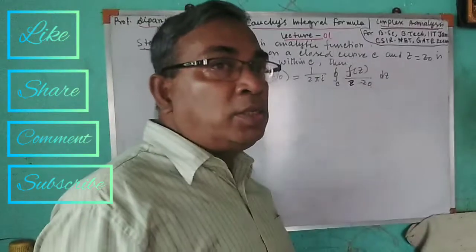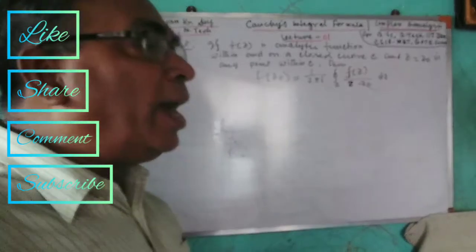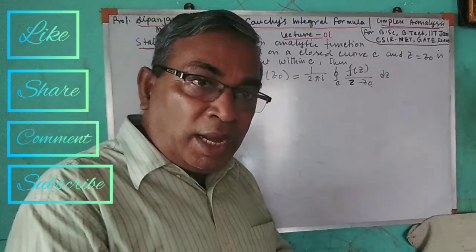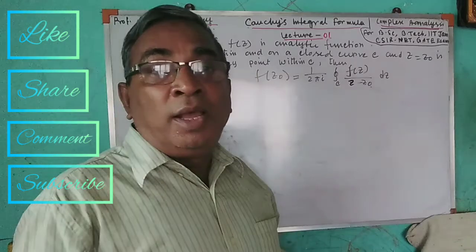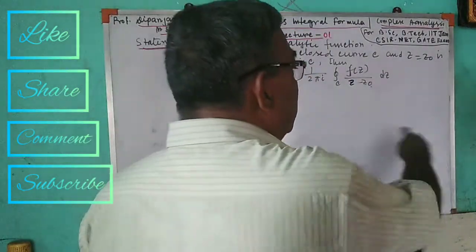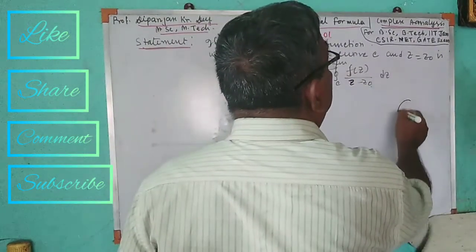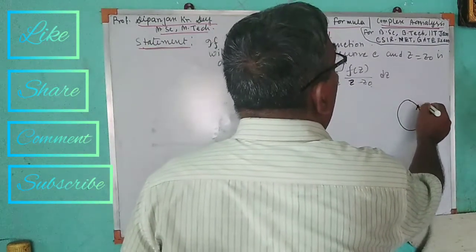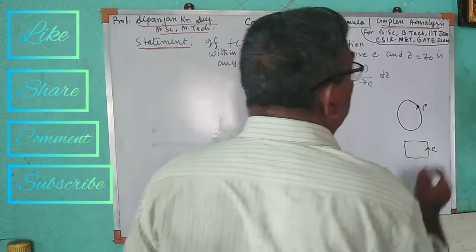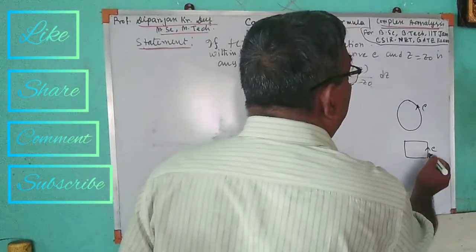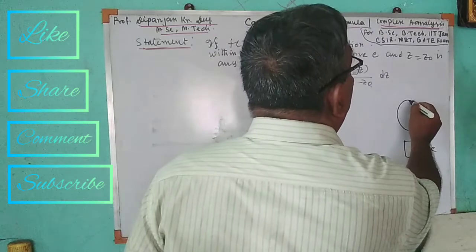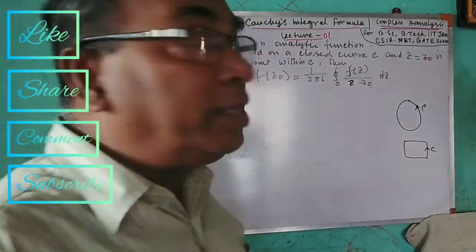Closed curve means the starting and ending point are the same. A closed curve may be a circle, it may be a rectangle, it may be a square. Closed means all are closed like this. Here we start from here, then come here, then end here. If the starting and ending point are the same, then it is a closed curve.